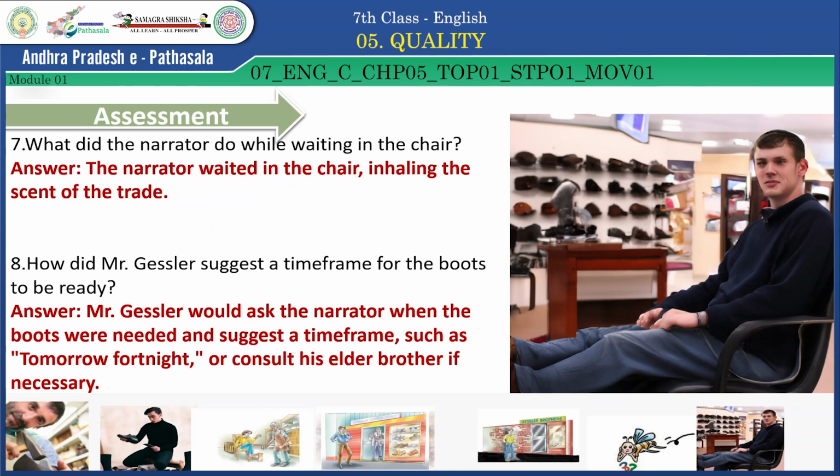Question number 7. What did the narrator do while waiting in the chair? The answer is, the narrator waited in the chair, inhaling the scent of the trade. Question number 8 is, how did Mr. Gessler suggest a time frame for the boots to be ready? The answer is, Mr. Gessler would ask the narrator when the boots were needed and suggest a time frame such as tomorrow fortnight, or consult his elder brother if needed.